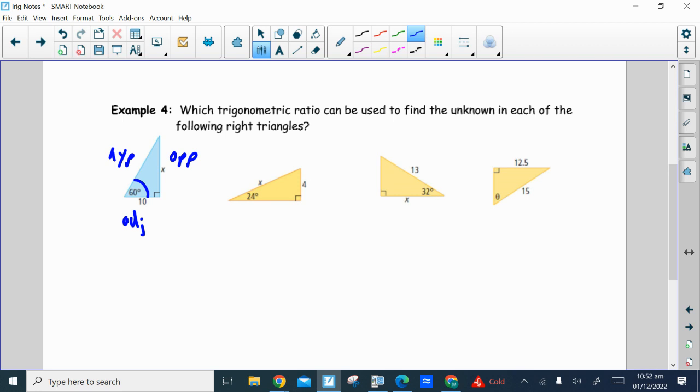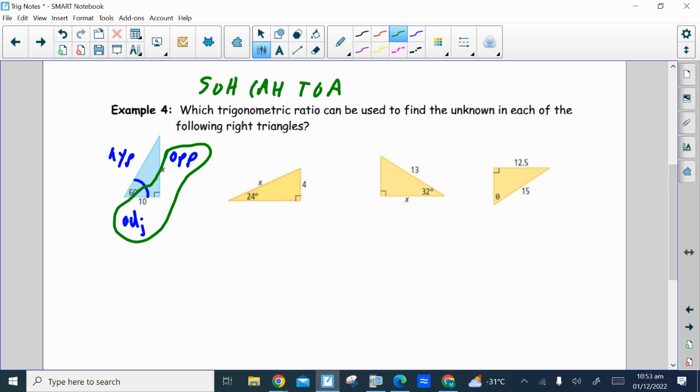In this case, you want to find the opposite, which is x, and you're given the adjacent side, which is 10. You're not given the hypotenuse, you're not asked to find it, not using it. I'm going to just group these together as a reminder that these are the two sides that I'm going to use. I'm going to use the opposite and the adjacent. And if you remember SOHCAHTOA, only one ratio uses the opposite and the adjacent. Only one ratio uses O and A, which is the tangent.